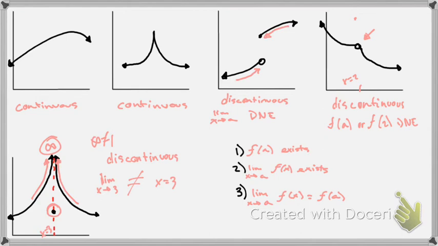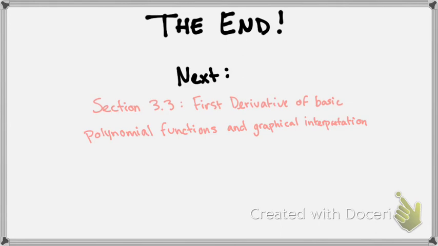And that's it for today. The next section we're going to look at is section 3.3, the first derivative of basic polynomial functions and graphical interpretation. Thank you.